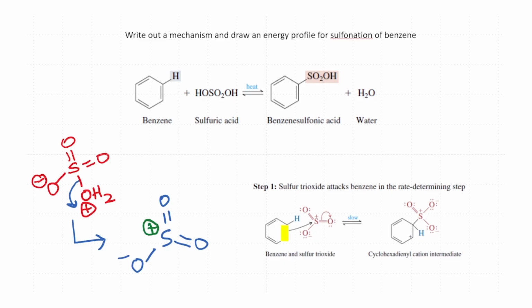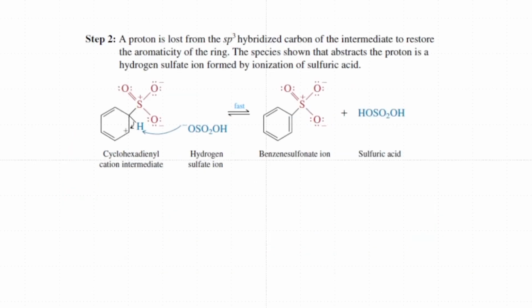So electrophilic aromatic substitution can occur, and this is an equilibrium process, and it can give you this kind of an intermediate, which is a cationic intermediate. In the next step, there's a loss of H plus that can occur, which is mediated by this hydrogen sulfate ion, which is basically the conjugate base of sulfuric acid. And it's going to give you this benzene sulfonate ion and sulfuric acid.